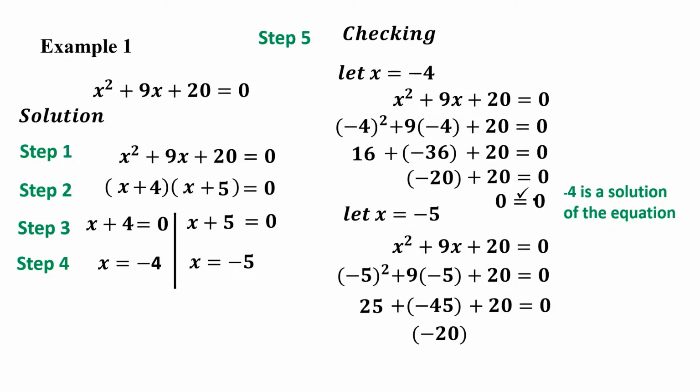Then, subtract: 25 minus 45 is equal to negative 20. Then, negative 20 plus 20 is equal to 0. 0 is equal to 0. Therefore, negative 5 is a solution to the given equation.